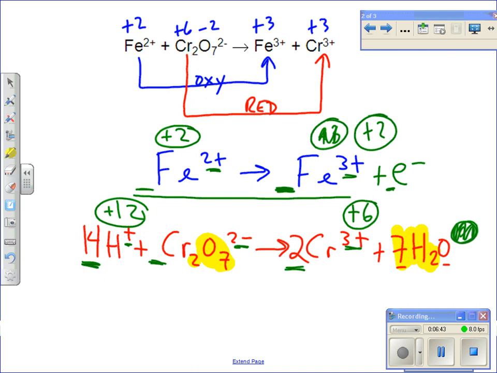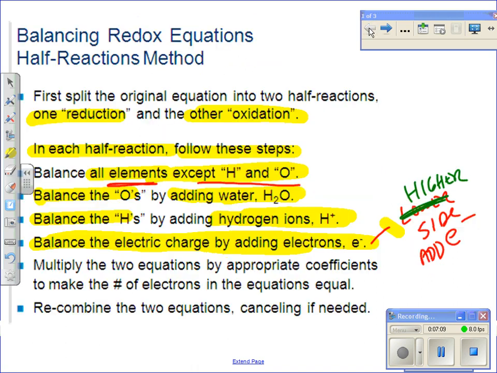The trick to adding electrons is you add the same number of electrons that allows the charges on both sides to be equal. So I'm going to add 6 electrons here, and that 6 times the negative 1 will bring this down to positive 6. So when we talk about balanced charge, you take the coefficient times the charge of an ion, total it on the left side, total it on the right side, and when you're doing redox, they have to balance. Okay, I go back to my next step.